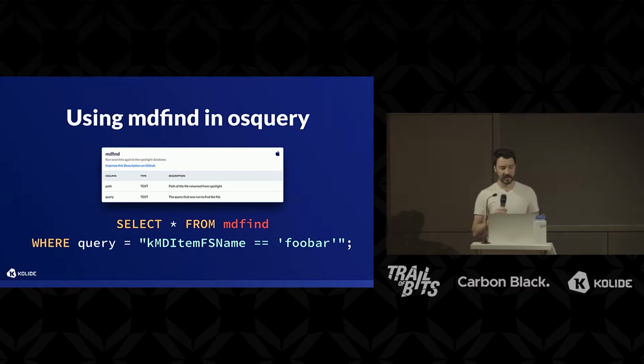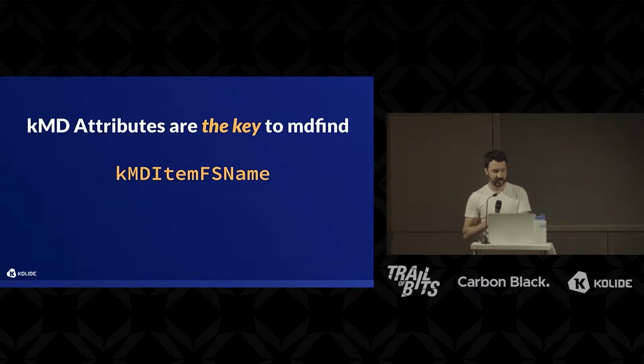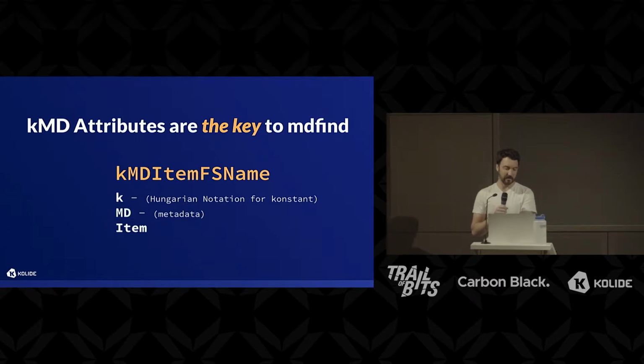So you might notice that this little sample query that I've got here has something kind of funny in it. It's got this kMDItemFSName. This is an example of an mdfind metadata attribute, which we're going to be using to construct all the queries in this talk. Most all metadata will follow this standard naming convention. You'll have this k, which is Hungarian notation for constant, MD for metadata, Item, because it's an item, and then the attribute name. So it's not that hard to parse once you get used to it.